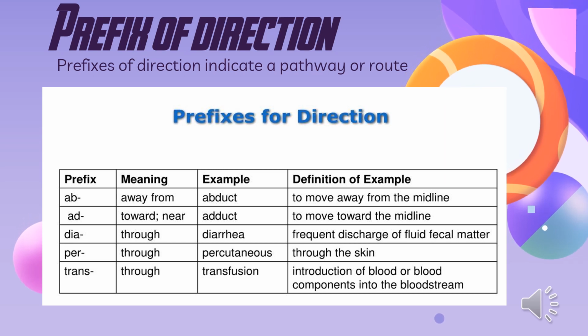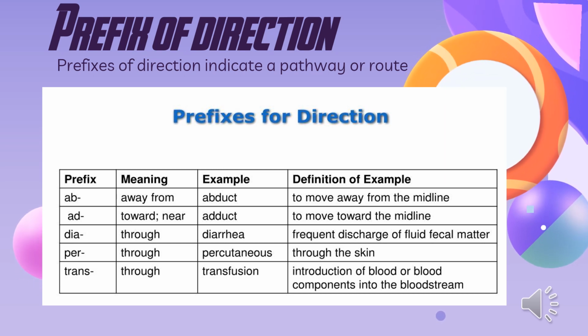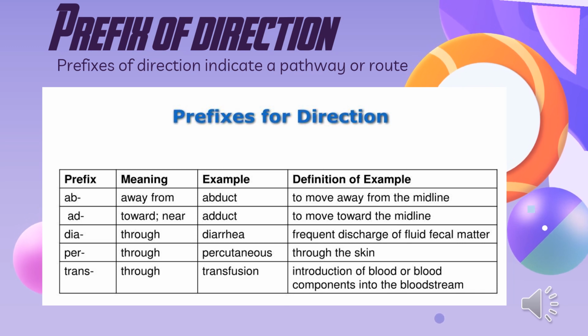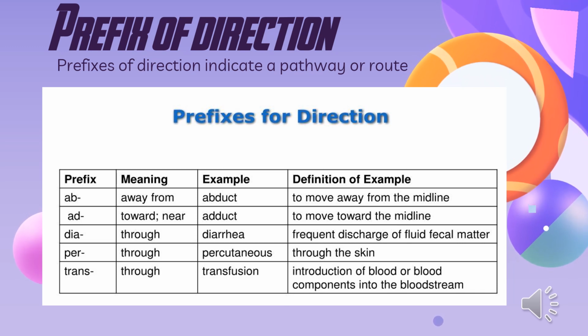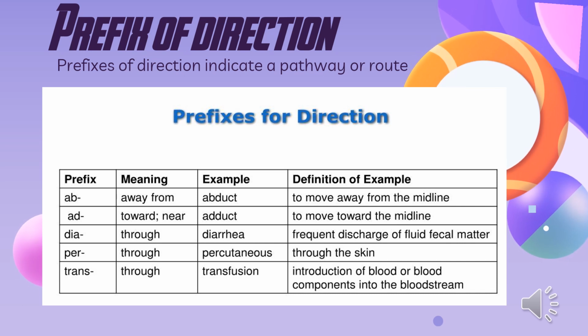Prefixes of direction indicate a pathway or route. For example, ab means away from, ad means toward or near, dia, per, and trans mean through.